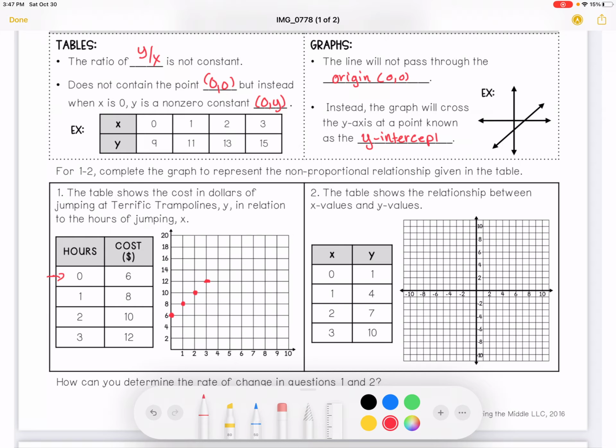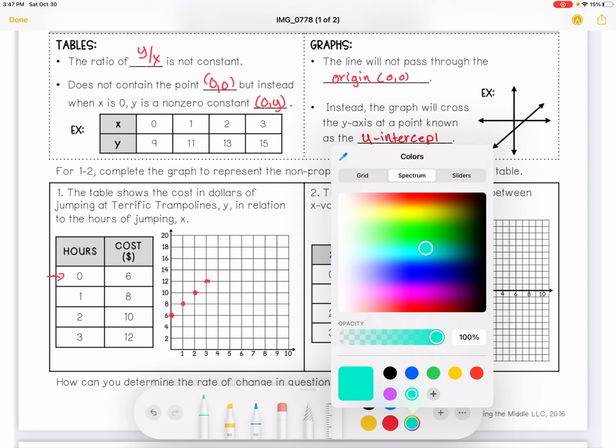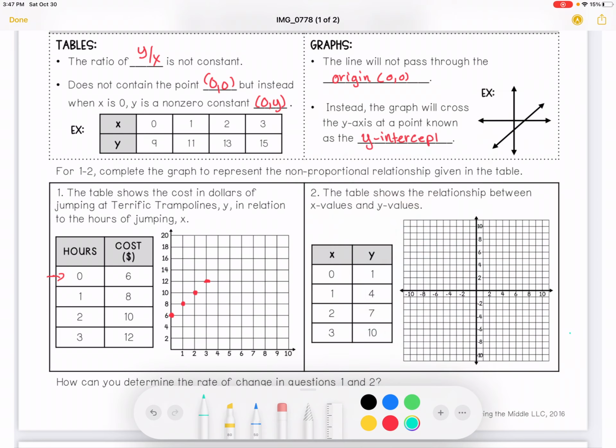Okay, the table shows the relationship between the X values and the Y values, so it doesn't really matter what they are. We can graph them anyway. So if X is 0, which is the origin right in the center, Y is 1. When X is 1, Y is 4. 2 is 7. And 3 is 10.